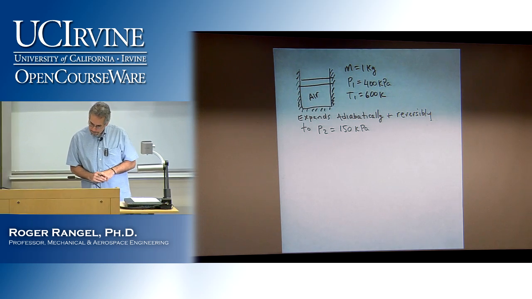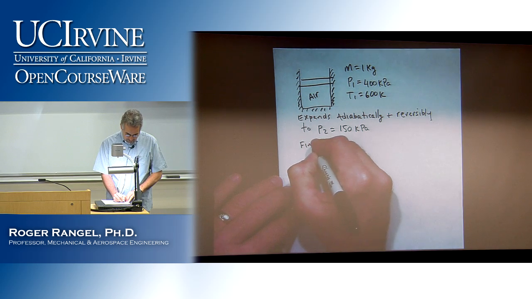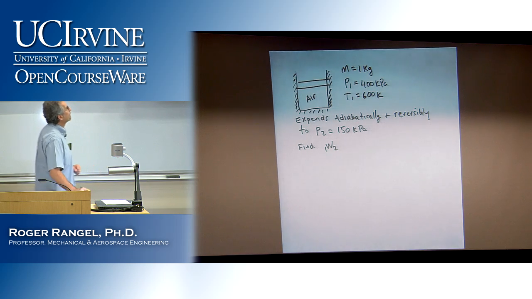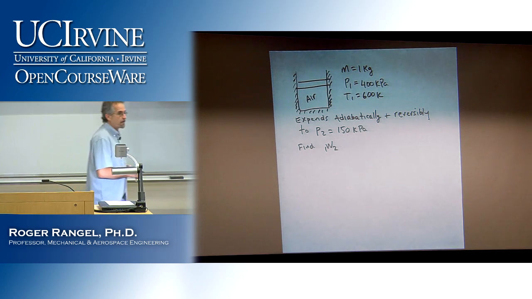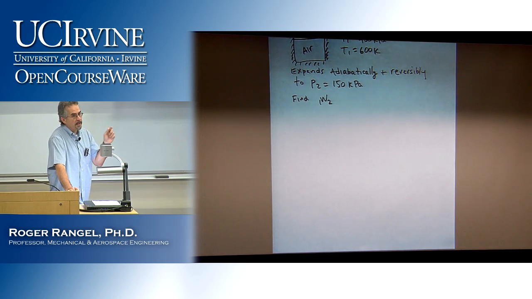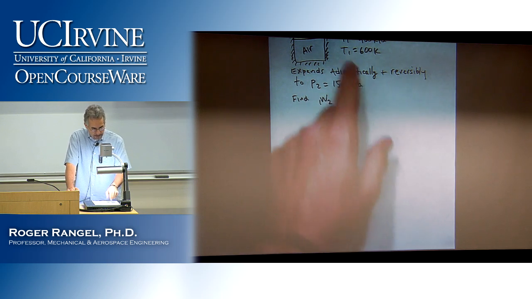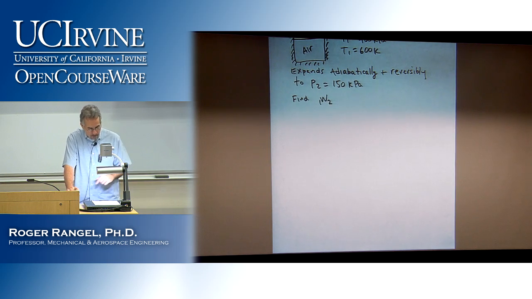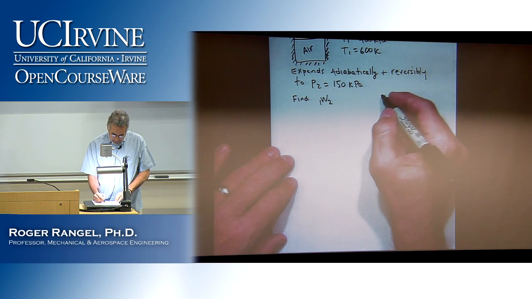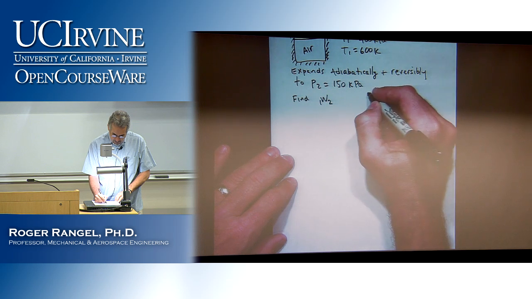And we're asked to find the work, W12. So we don't even know the path that the system follows. We know that the pressure is dropping from 400. So for example, let's say that we make a PV diagram to help us understand what's going on.